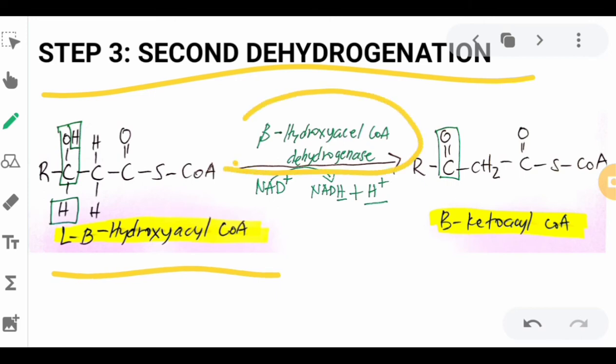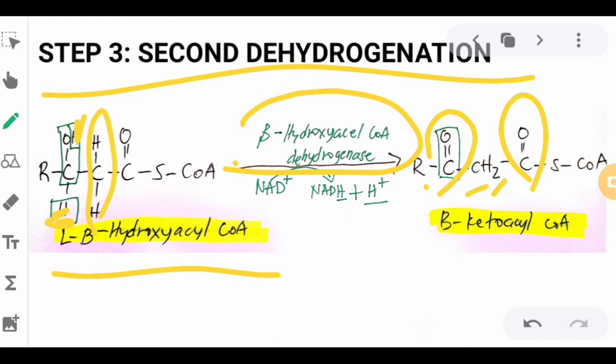dehydrogenase, rather, which will remove hydrogen, and the coenzyme, the oxidized form of nicotinamide adenine dinucleotide. When you remove a hydrogen from the beta carbon, okay, this carbon here at the hydroxyl group of the beta carbon, you will have a double bond here, which is a carbonyl group, 2 carbonyl groups, this one and this one, and the CH2 here, we just compress the hydrogen here, 2 hydrogens, that's why you have a CH2 here. So you will now have the beta-ketoacyl-CoA as your product in step 3, second dehydrogenation.